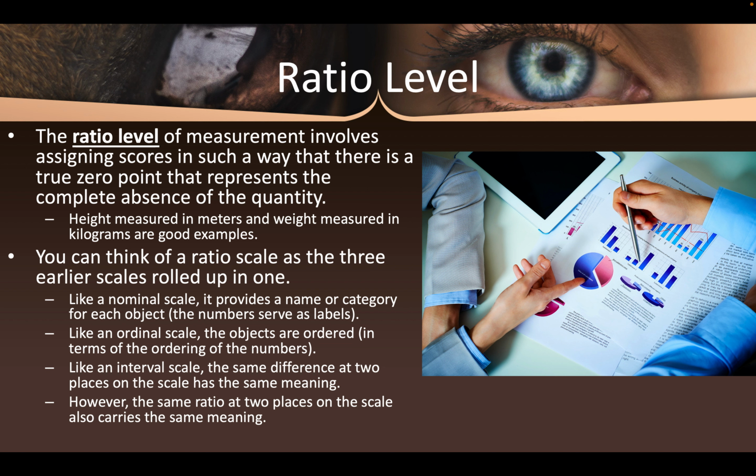You can think of a ratio scale as the three earlier scales rolled up into one. Like a nominal scale, it provides a name or category for each object. The numbers serve as labels. Like an ordinal scale, the objects are ordered in terms of the ordering of the numbers. Like an interval scale, the same difference at two places on the scale has the same meaning. However, the same ratio at two places on the scale also carries the same meaning.